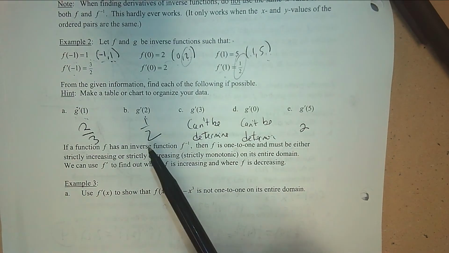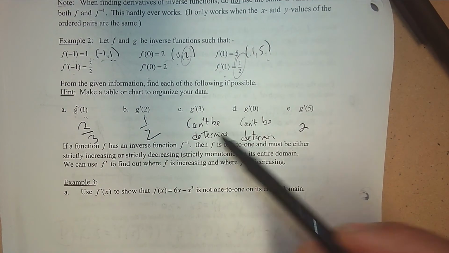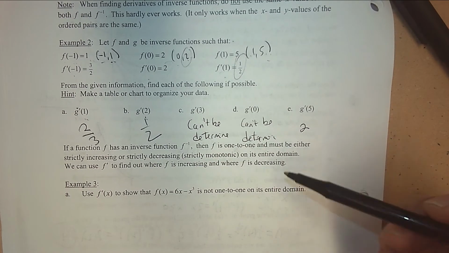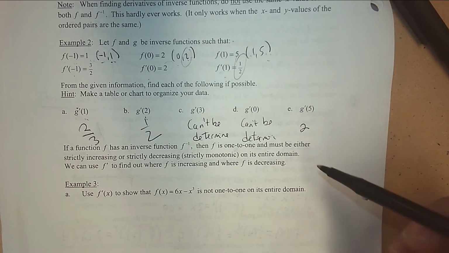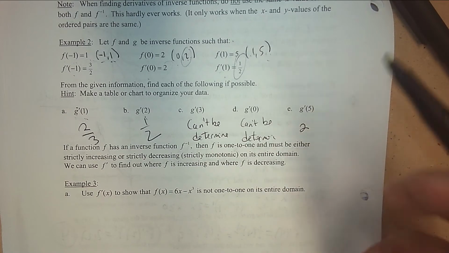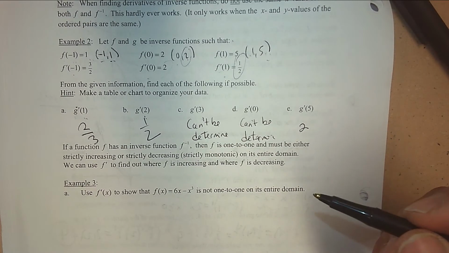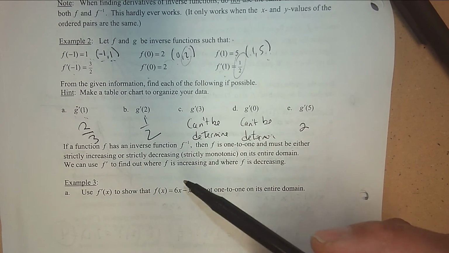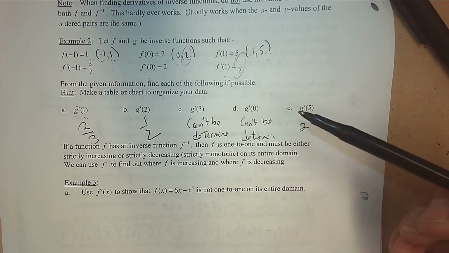If a function f has an inverse, f to the -1, then f is 1-to-1 and must either be strictly increasing or strictly decreasing on its entire domain. We can use the derivative to find out where f is increasing or where f is decreasing.